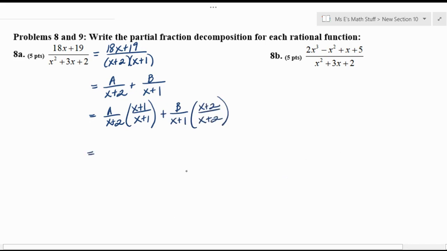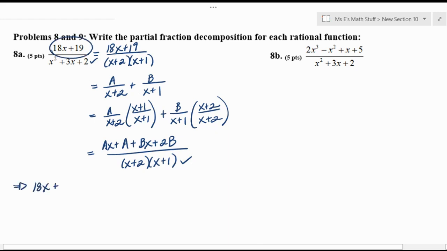Like so. And then I'm going to go ahead and distribute on the top. So I'd have ax plus a plus bx plus 2b. And then in the denominator, I'd have x plus 2 times x plus 1. Okay. At this point, we have won the denominator battle. And so now we can just focus on the numerator. So I'm going to take the numerator that we started out with, 18x plus 19, and set it equal to the numerator that I now have.